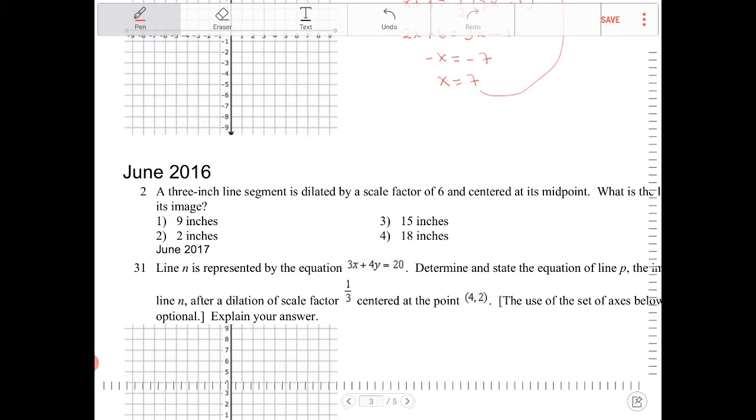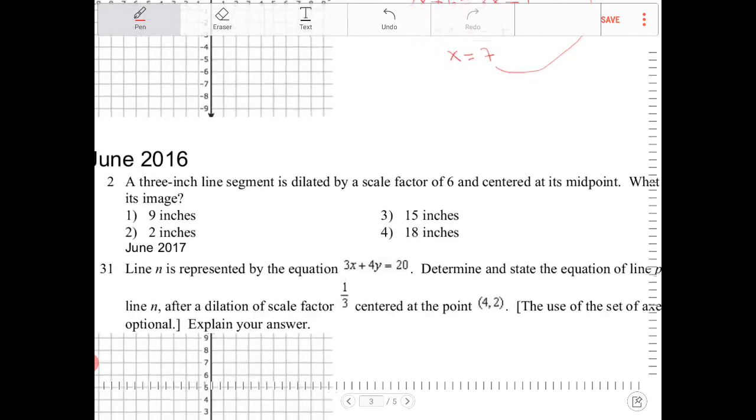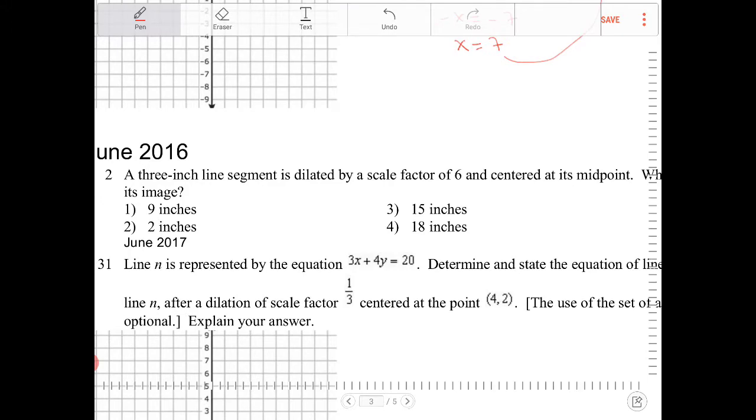Well, regardless of where the center of dilation is, the length will always be multiplied by whatever the scale factor is. The location of the center of dilation has absolutely no effect on the size of the image itself. It does, however, have impact on the location of the image. Anyway, if the original was 3 and we have a scale factor of 6, that would be 18, and that would be option 4.